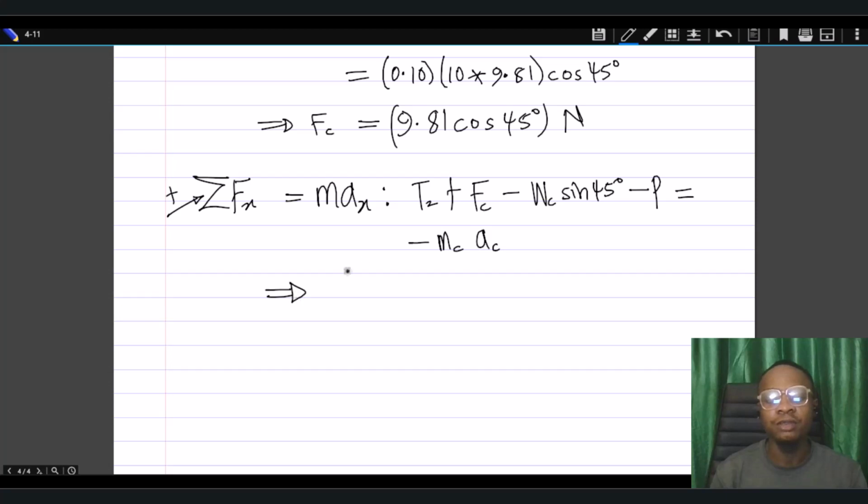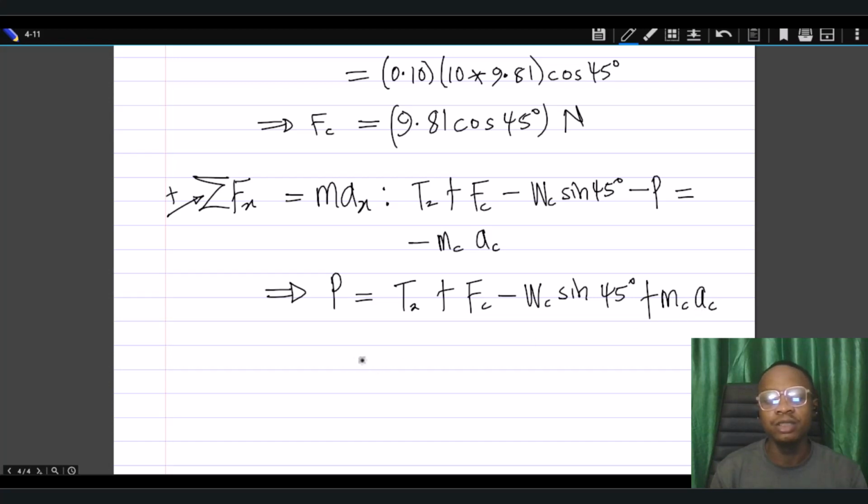So going forward, T2, do we know that already? Yes. FC, do we know it already? Yes. WC, do we know it already? Yes. MC, yes. AC, yes. The only thing we don't know yet is P, which is what we're looking for. So we can just make it the subject of the formula first. So P is going to be equal to, moving that to the other side, and then moving this to the other side as well, T2 plus FC minus WC sine 45 degrees, plus the mass of C multiplying the acceleration of C.